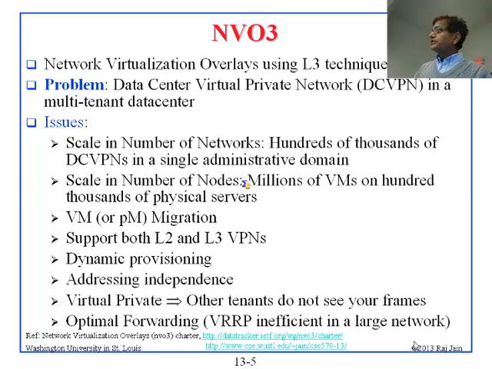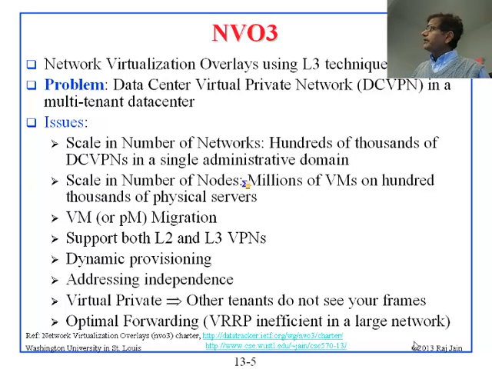So their goal is to allow migration to support both L2 and L3 VPNs. Some people will want to have L3 connectivity, some people will want to have L2 connectivity, and both are allowed. Dynamic provisioning, anytime you can provision it. Addressing independence. You could use any kind of addressing you want. Again, right now the choices are L2, L3.